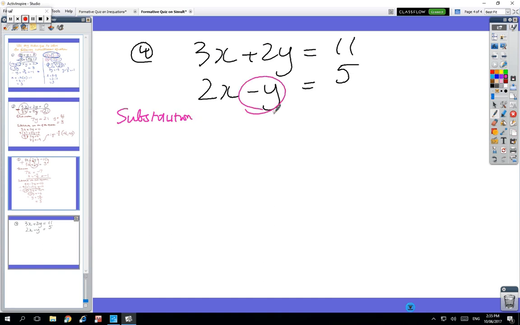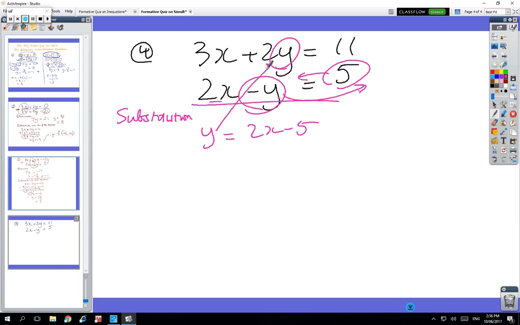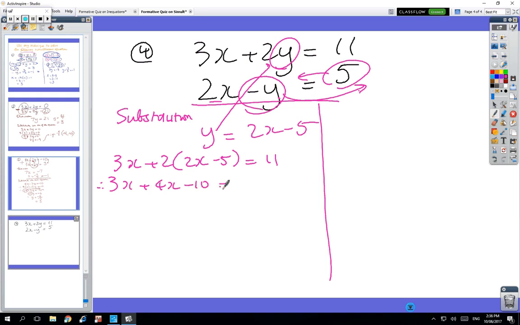And the reason is I've got a single y, so I could rearrange that equation. So if I take y back and 5 forward, that means that y is positive, and now I've got 2x minus 5, and then that y I can substitute there. So this is one method, and I'll show another method in a sec. So I've got 3x plus 2 times 2x minus 5 equals 11. So 3x plus 4x minus 10 equals 11. That's 7x, and then minus 10 becomes plus 10, so it's 21. 21 over 7 equals 3.